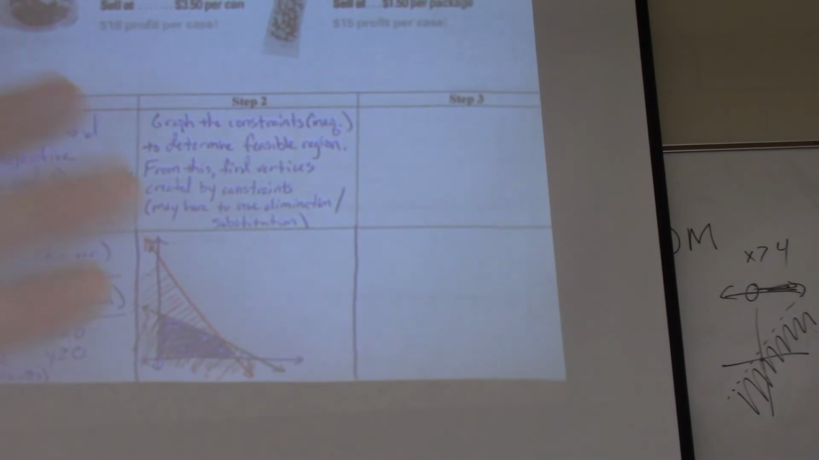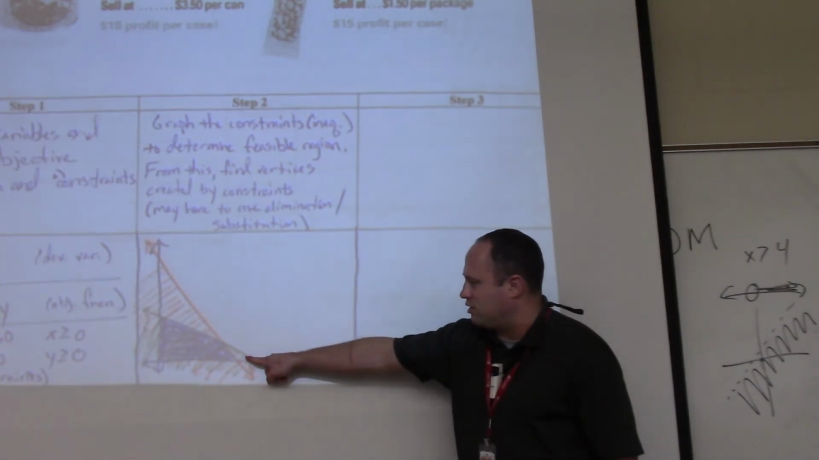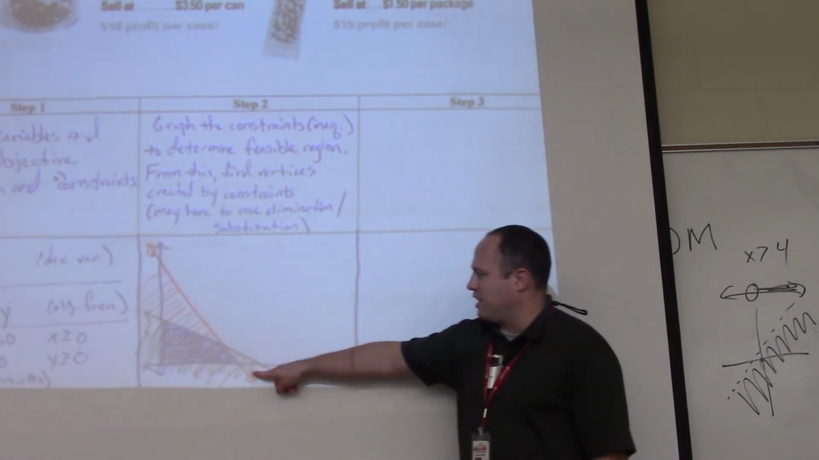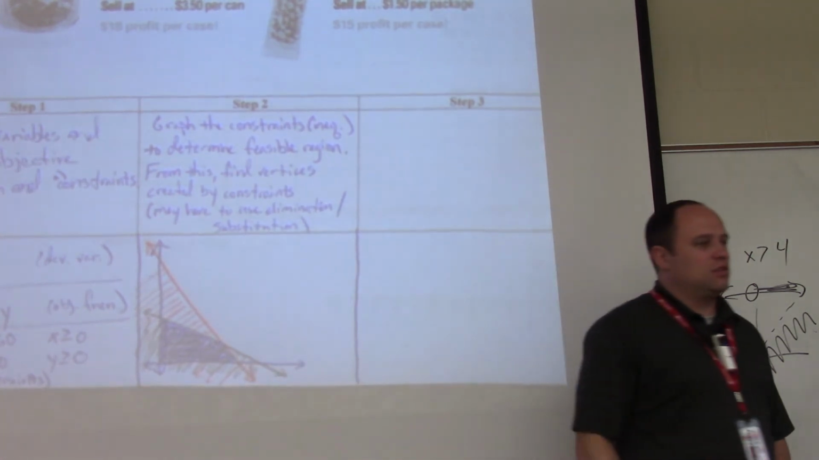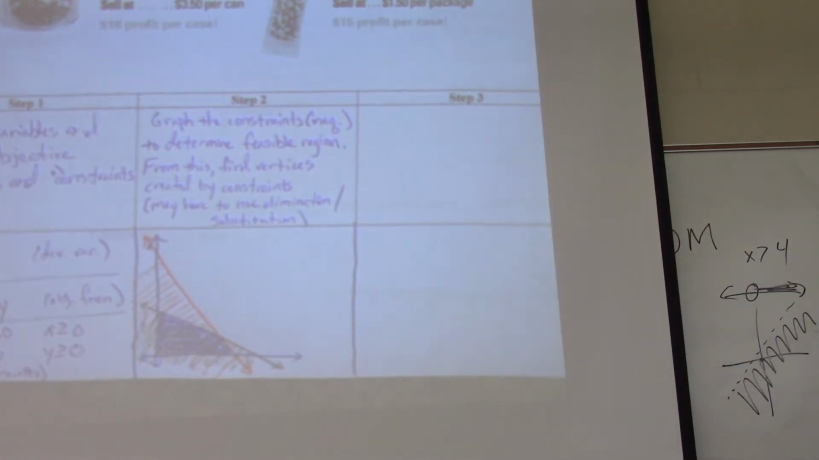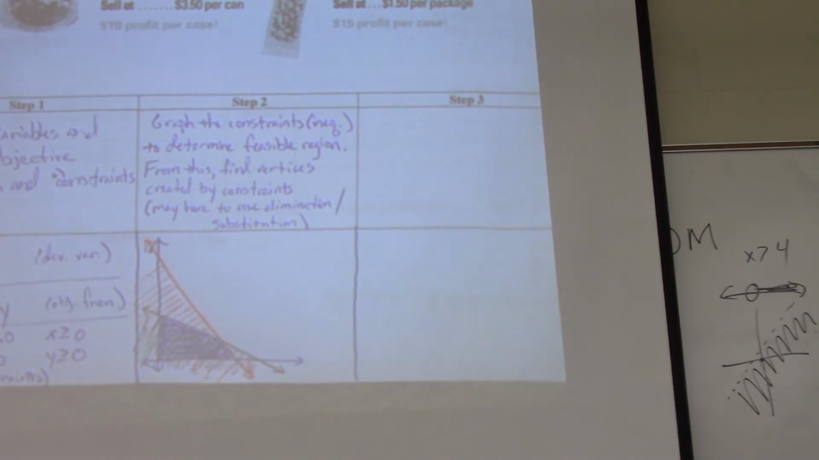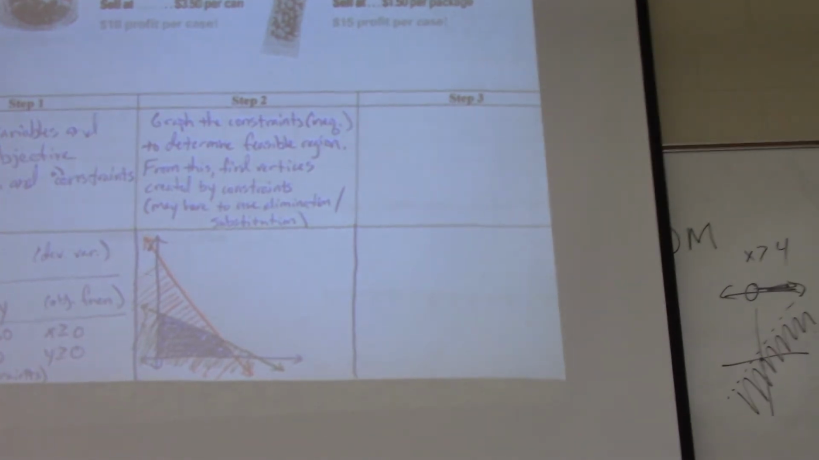I'll give you a second to kind of catch up with me. But what you will see is I did not color this because it was bounded by the red line there and the black line there, so I didn't do this little triangle in here. That's not double shaded. It's cut off by the red line. So now I've done graph the constraints to determine the feasible region. The feasible region, again, is that double shaded region.